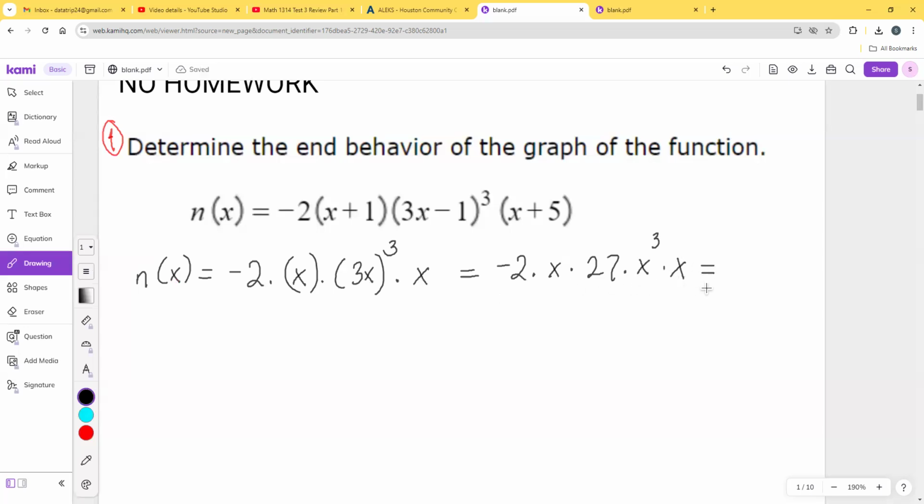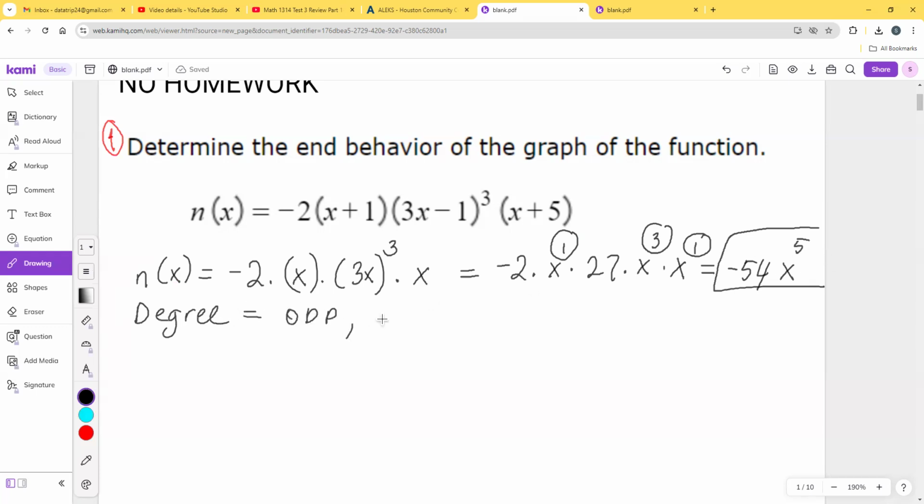Now, when we multiply all these things, -2 times 27 is -54. X times x cubed times x. What am I supposed to do with the powers? Add them up. So we have a 1, we have another 1, and we have a 3. 1 plus 3 is 4. 1 more is 5. So I finally have the degree and the leading coefficient for n of x. Its degree is 5, which is an odd number. And its leading coefficient is -54, which is a negative number.